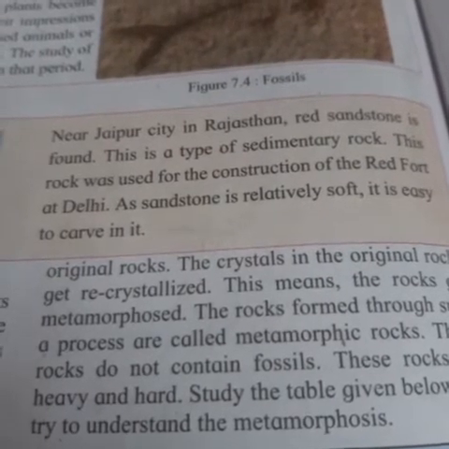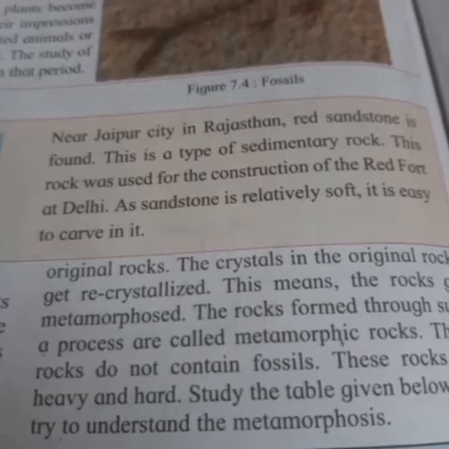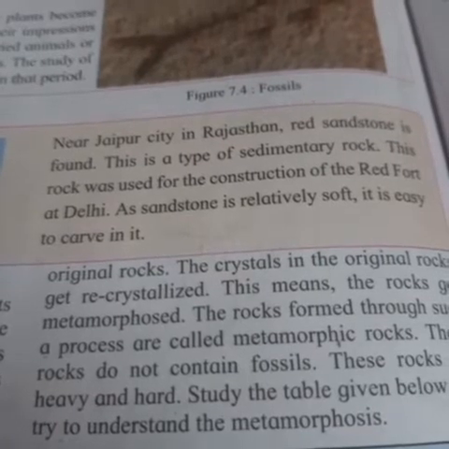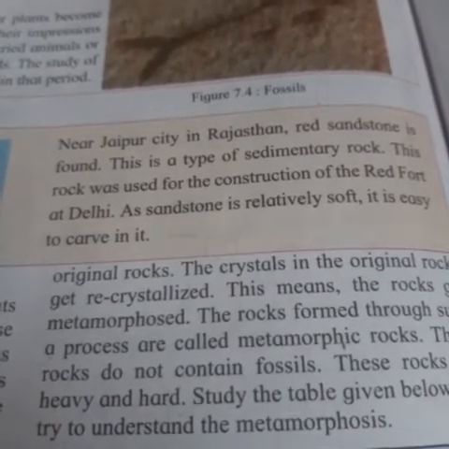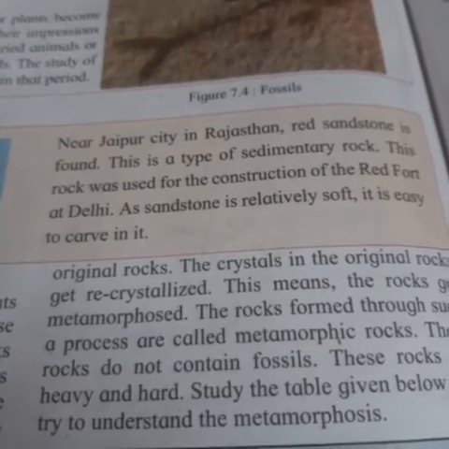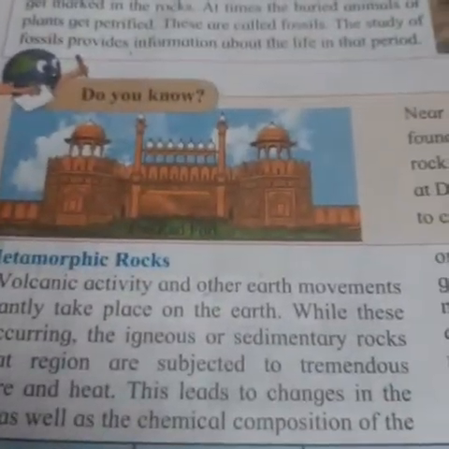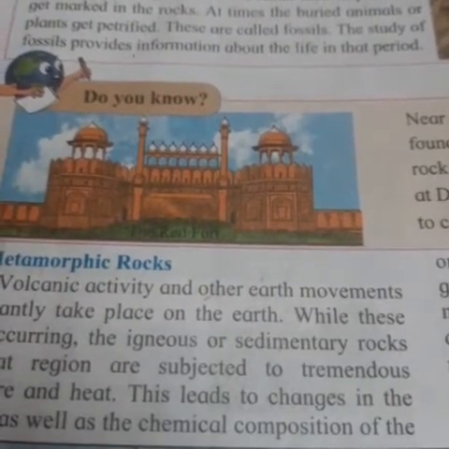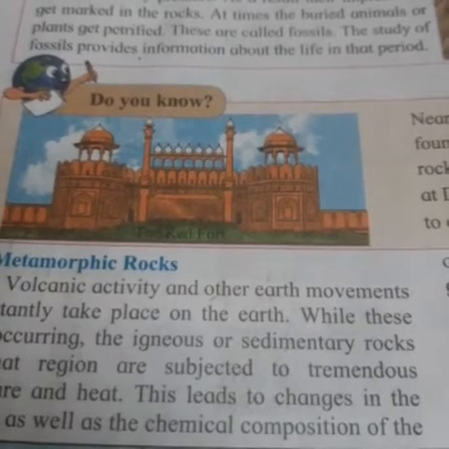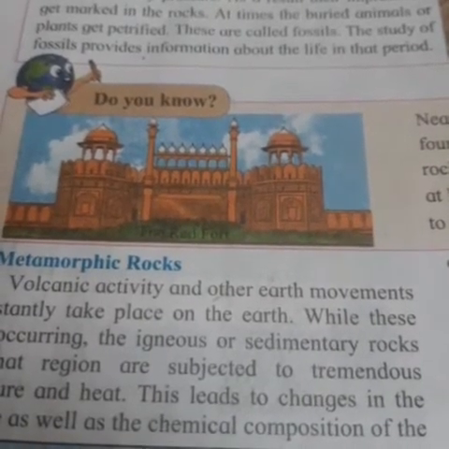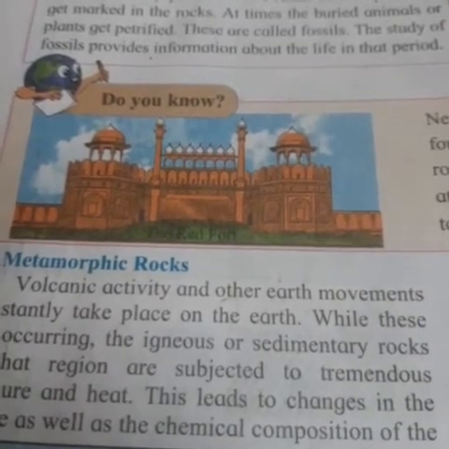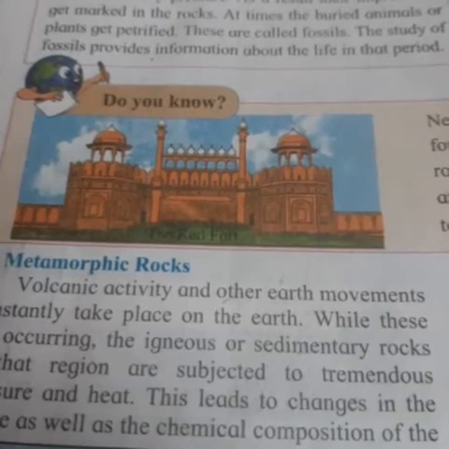What they are saying is that in Jaipur city in Rajasthan, red sandstone was found. It is a kind of sedimentary rock, and this is the rock which was used for constructing the Red Fort, which I have shown you in the picture. This sandstone is a little bit soft, not too soft, so that the person who is constructing this fort can easily carve it.